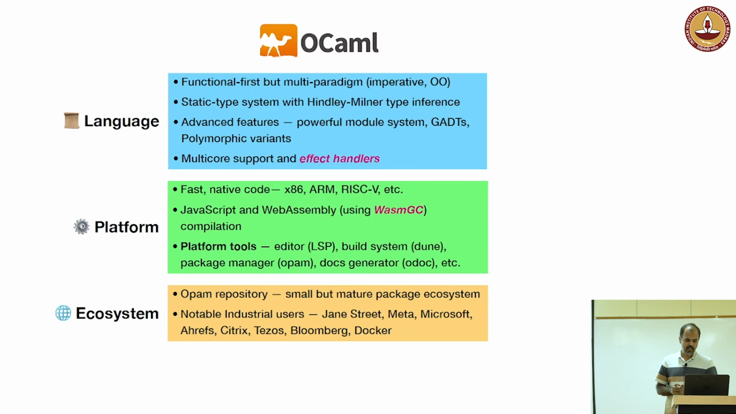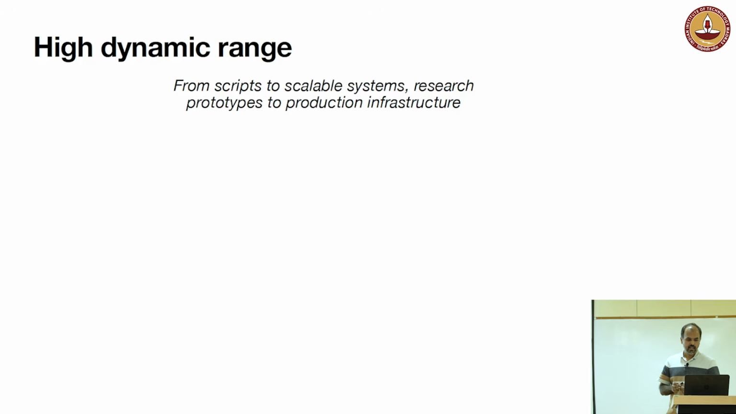And there are a bunch of companies which use OCaml. You may recognize some of them, but they are not all OCaml-first companies, except a few. But they use OCaml for very important aspects, right? And one of the primary aspects of OCaml that these companies like is that OCaml is said to have what is known as a high dynamic range, which means you can write scripts in OCaml for throwaway things that you would write a bash script for, but also build production quality systems, right? And this dynamic range is one of the very reasons why industrial users like OCaml.